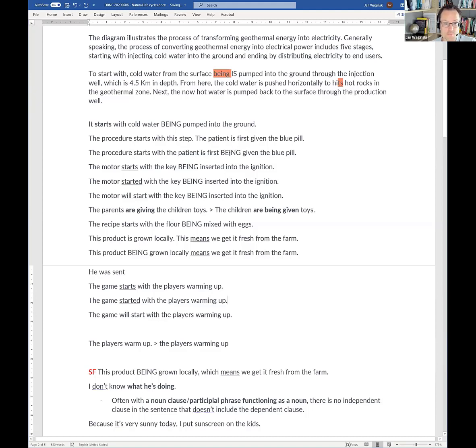The difference here, check it out. "Being given" is a passive participial phrase, right? Because it's the doctor or the nurse who gives the pill. So the patient is being given the pill, the patient is given the pill, the patient being given the pill. In this case, this is active voice because the players are warming up. It's not somebody warming up the players. Then we cannot say "the game started with the players being warmed up," because who's warming up the players? No, nobody.